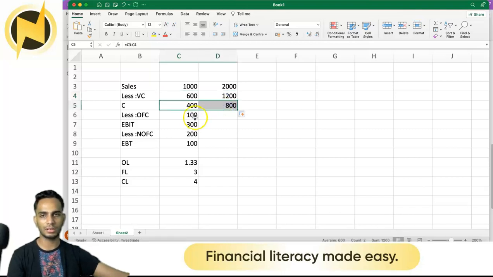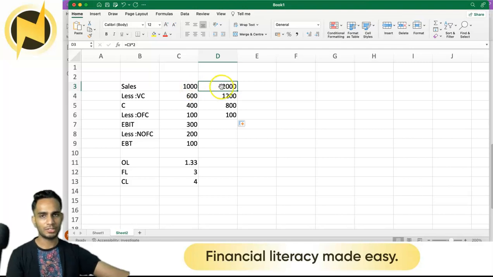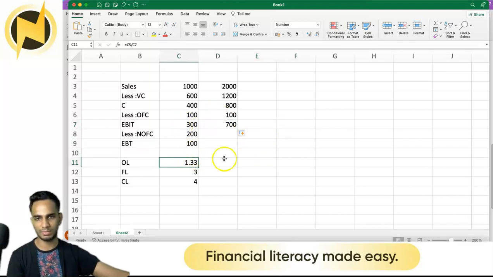Contribution is a balance. I've given the formula here. Operating fixed cost will not change, it'll be 100 itself. If you're wondering how the 1,200 and 800 came, sales 2000, variable cost is 60% from our question. So 2000, 60% is 1200. 2000 minus 1200 is 800. Less operating fixed cost 100. So your EBIT will be 800 minus 100, that is 700. Correct?